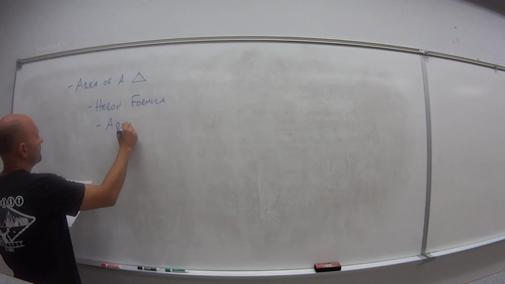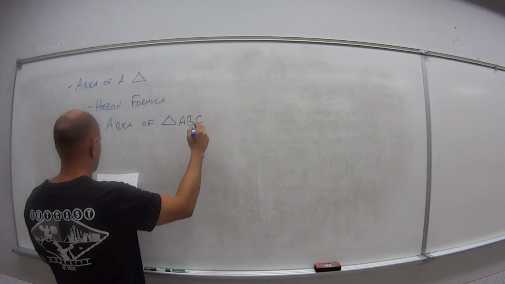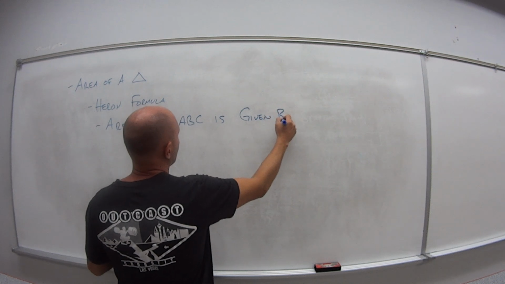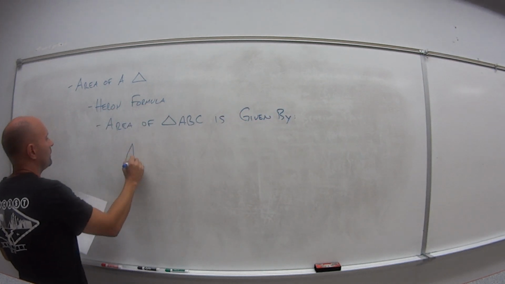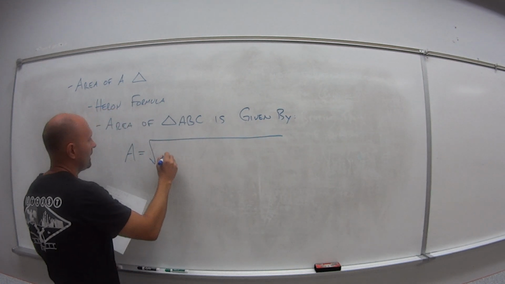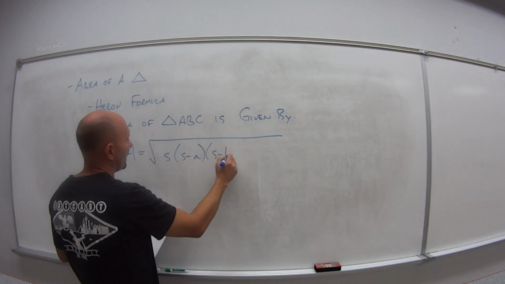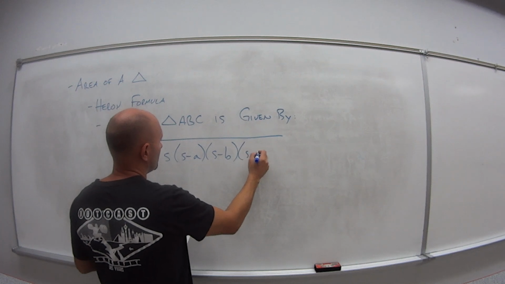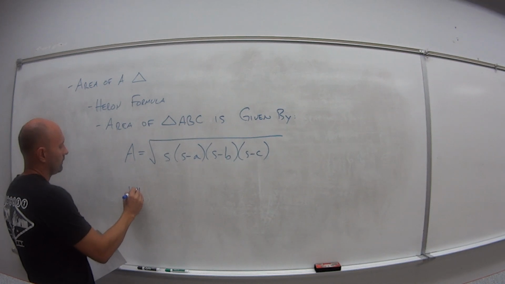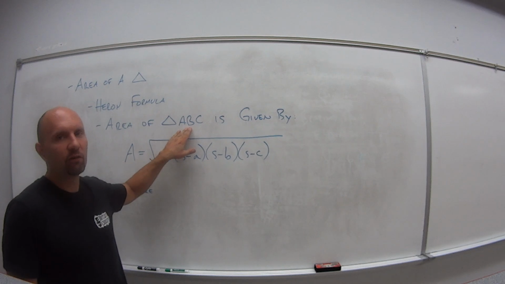So the area of triangle ABC is given by A, the area, is equal to the square root of S times S minus A times S minus B times S minus C. So A, B, and C are all the sides of a triangle.